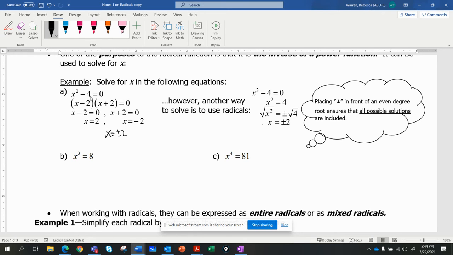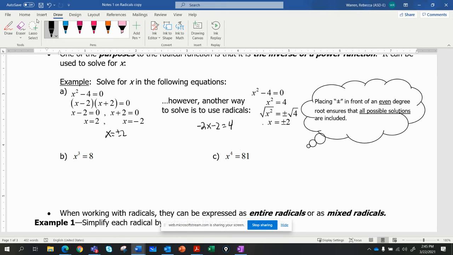However, you can also solve it this way. If we had x squared minus 4, you bring the 4 to the other side. Then you square root each side because the square root of x squared will leave me with just x. And what you do to one side, you have to do to the other side. So I square root each side, and the square root of 4 is also plus and minus 2. If you don't know why it's plus and minus 2, it is because negative 2 times negative 2 will also give you an answer of positive 4.